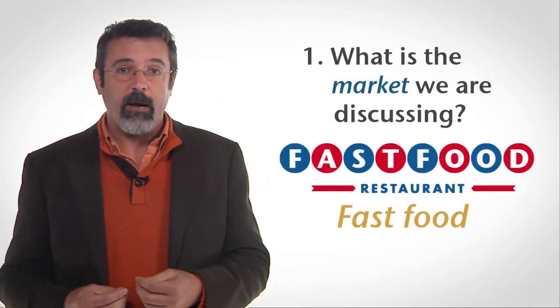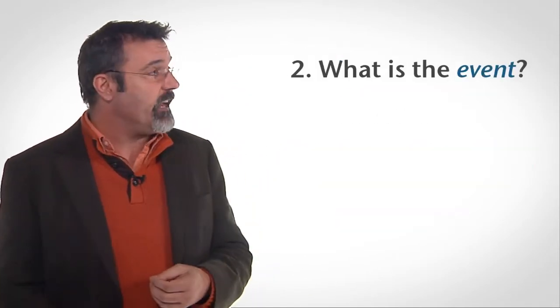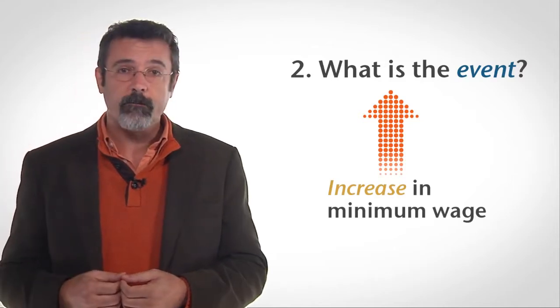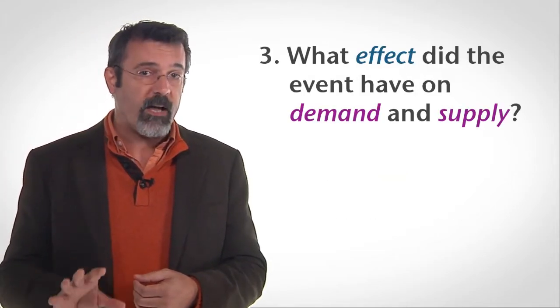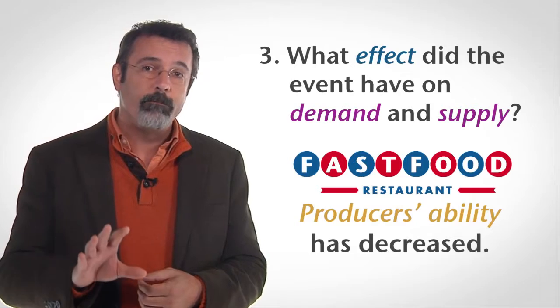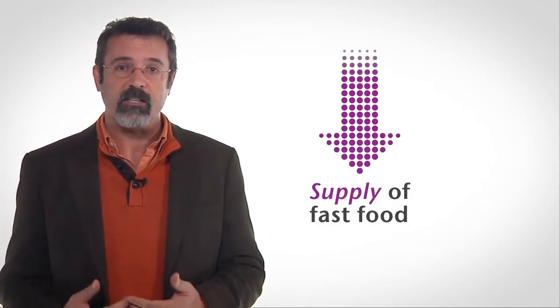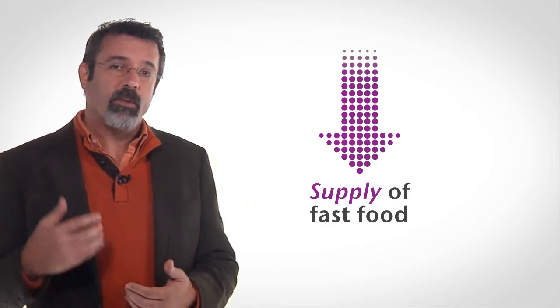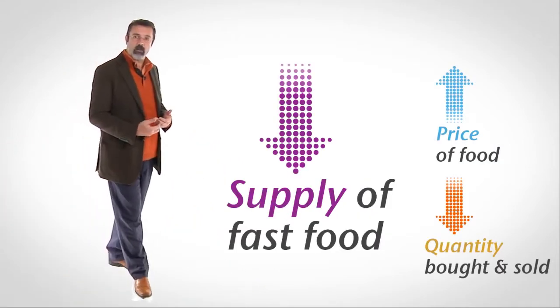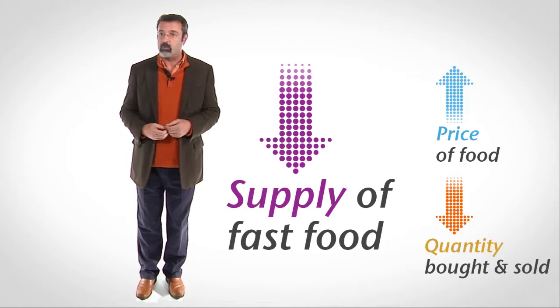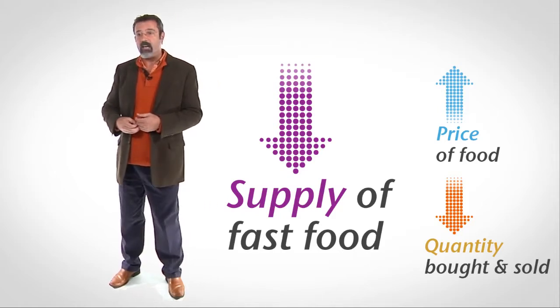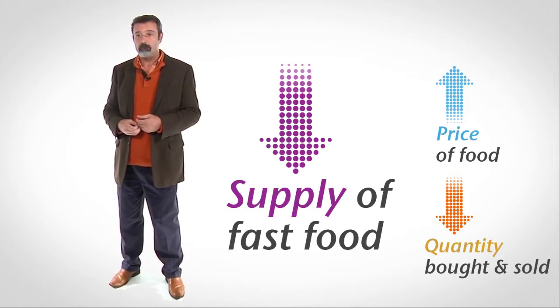Begin with the market for fast food. What happens when the minimum wage increases? We're talking about the market for fast food. The event is an increase in the minimum wage. Ignoring the price of fast food, producers' ability to offer fast food has decreased. The supply of fast food has decreased. When the supply of fast food decreases, we know that the price of fast food will rise and the quantity of fast food bought and sold will fall.